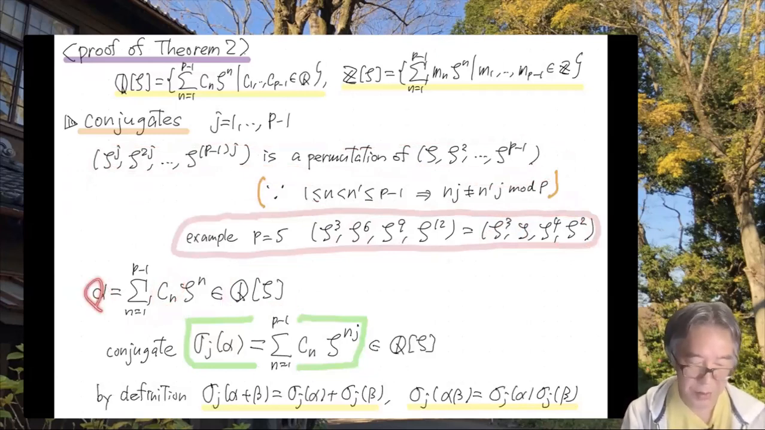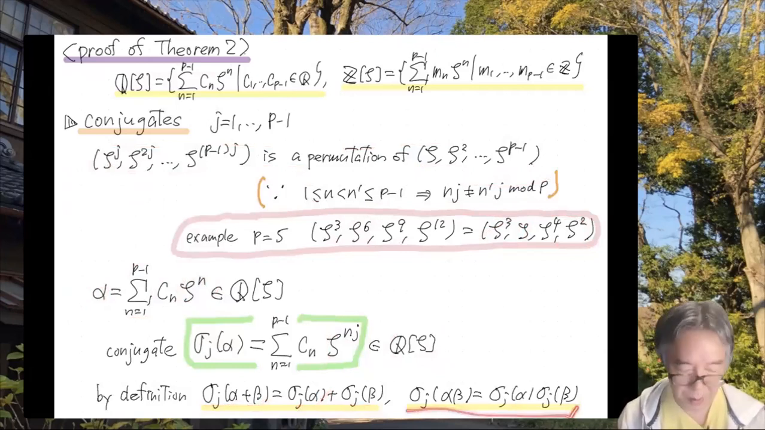And then for each j, we define the conjugate of alpha by this. It's basically the same, but theta to the n is replaced by theta to the nj. So this is a permutation of this thing, but again, you get an element of this. By definition, you easily find that this addition splits like this, and if you have this multiplication, it goes like this. So this is the definition of conjugates.